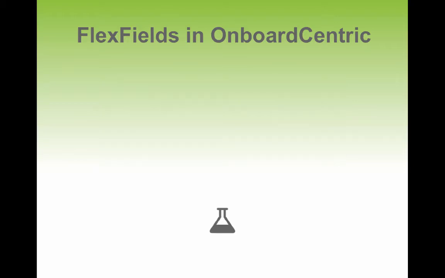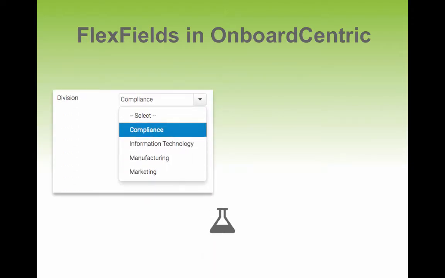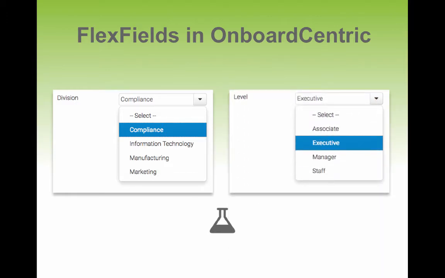Using the previous examples, there would be a FlexField for division that might have values of compliance, information technology, manufacturing, and marketing. If compliance is selected, that new hire will be assigned extra tasks that new hires in the other divisions will not. Similarly, there would be a FlexField entitled Employee Level that might have values of associate, executive, manager, and staff. If executive is selected, that new hire will have additional tasks that new hires with other values for that field will not. Next, let's talk about how roles work within OnboardCentric.